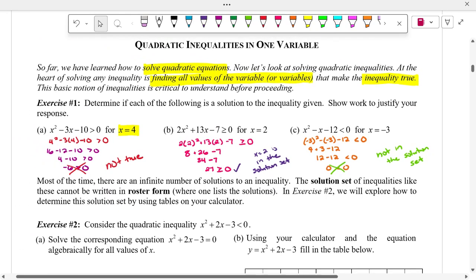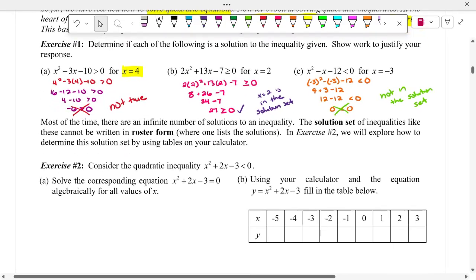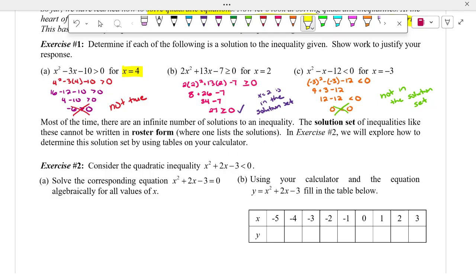Now, how to actually find these solution sets. It's basically similar to how you would solve a quadratic, and then you just kind of have to logic your way through the inequality part. The solution set of inequalities like these cannot be written in roster form. In other words, there's not going to be a total list of solutions. So we know that only 1, 2, 3, or 4 will work.